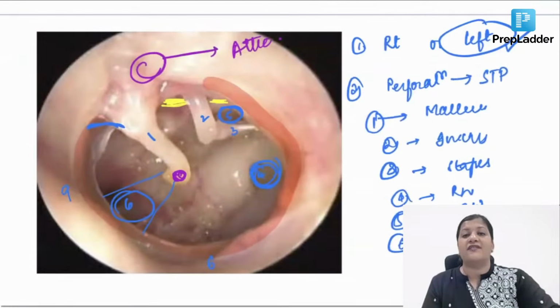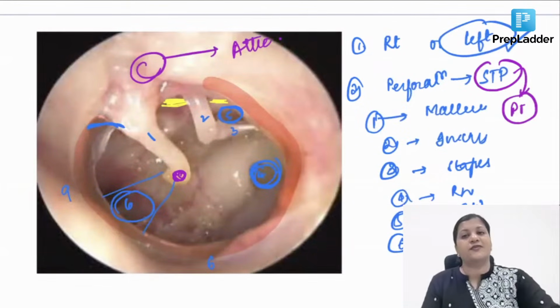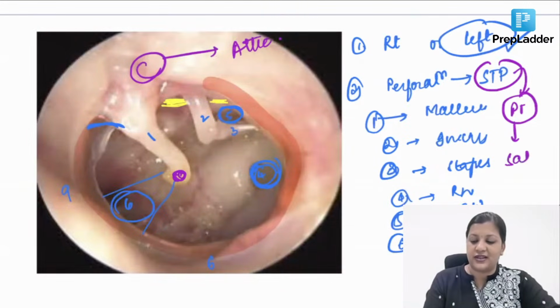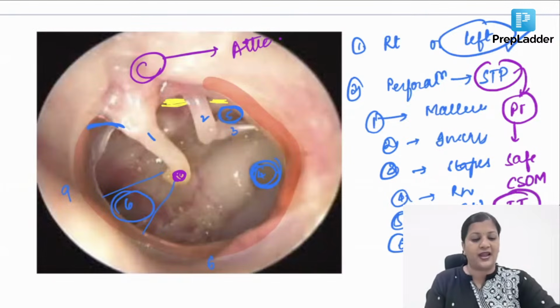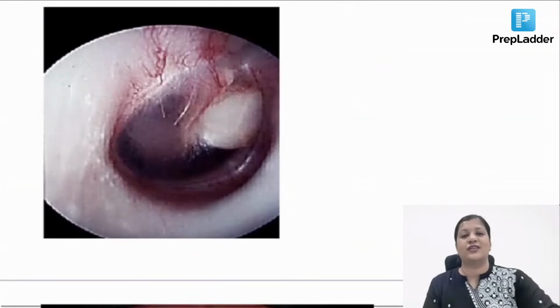And whenever we have a perforation in the pars tensa, is it a safe type of CSOM or an unsafe type of CSOM? Definitely, it is going to be the safe type of CSOM, which is also called as tubotympanic type of disease. Right, so we've revised most important things. Now let's go to this image.